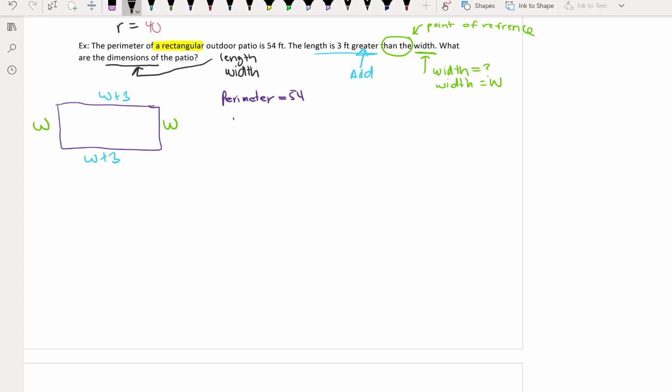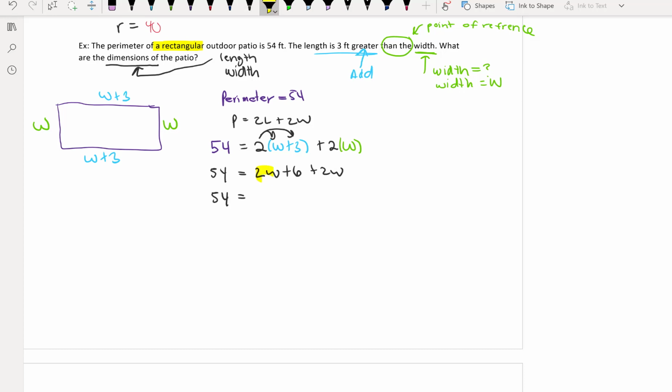Or better yet, I know that perimeter is really equal to 2L plus 2W. So I'm going to go ahead and plug in my values that I already know. So I know that my perimeter is 54. That is equal to 2 times my length. My length here is W plus 3. Plus 2 times my width. And my width here is just plain old W. So I'm going to have that 54 is equal to 2W plus 6, because I distributed that 2, plus 2W.